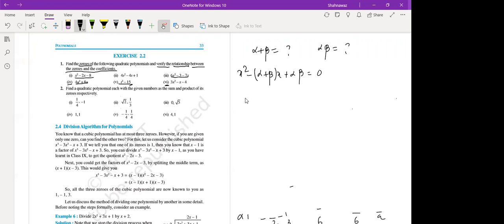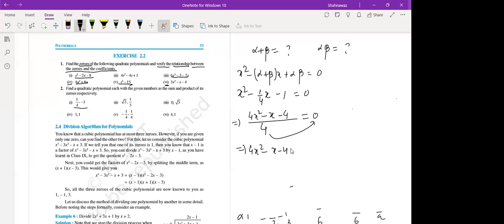So what will be the quadratic equation from the first question? This will be x square minus (alpha plus beta)x plus alpha beta, so 1/4 and minus 1. But this is not the general form that we like for our quadratic equation, so we should take the LCM. If we take the LCM, this will be 4x square minus x minus 4 equals to 0. So your equation will be 4x square minus x minus 4.